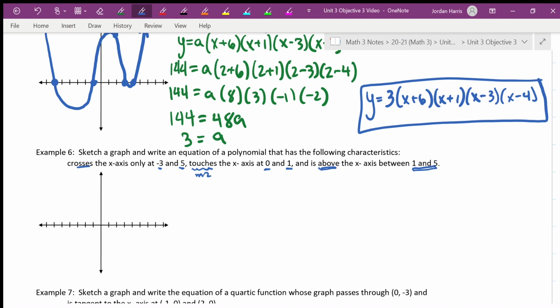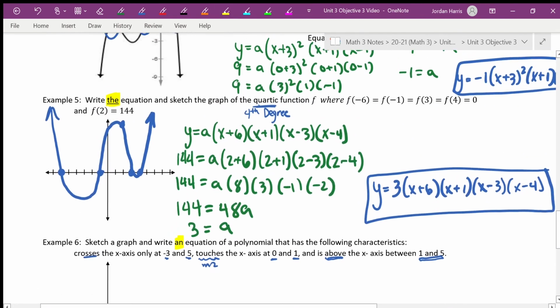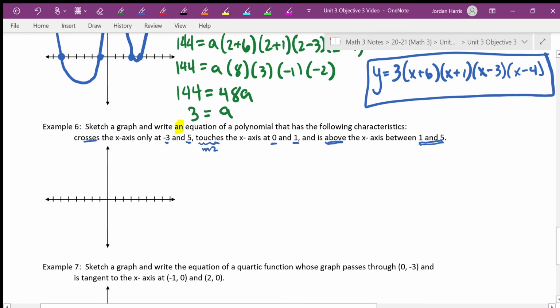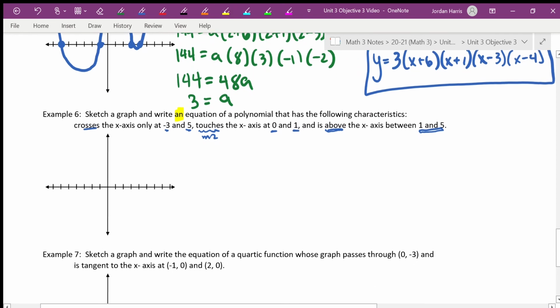Okay, and notice it's an equation. I should have been actually highlighting these. Oh, I haven't. An equation. It's not underlined, but they're telling us, they're not giving us all the information. Okay, so I've got to sketch it first. Then I'll write an equation. So negative 3, positive 5, going to cross. At 0 and 1, I'm going to touch. Okay.